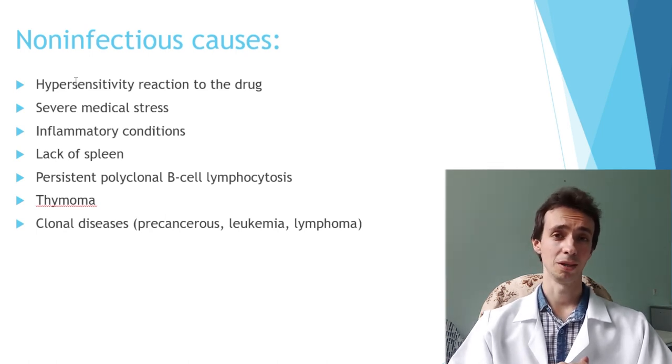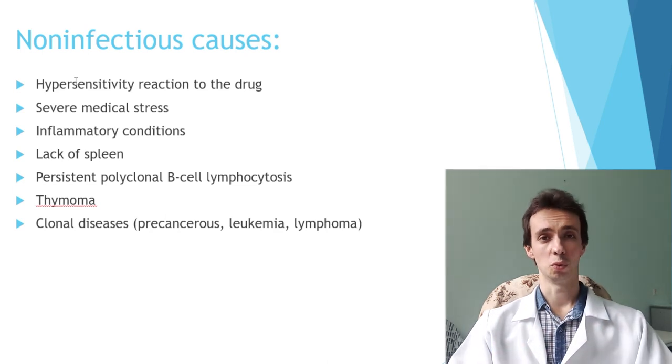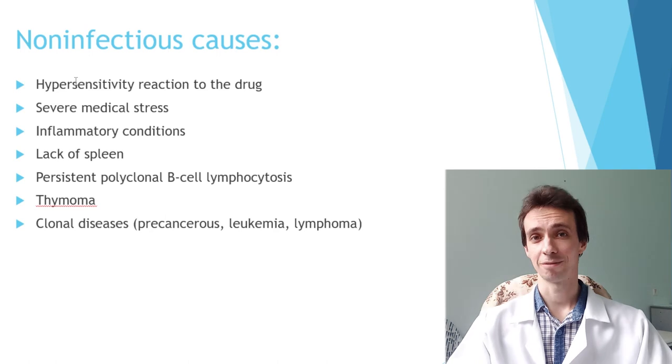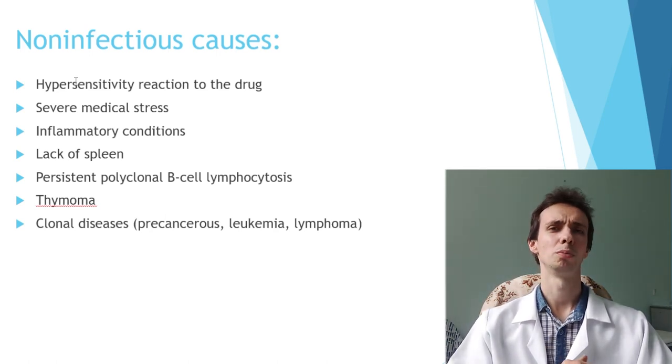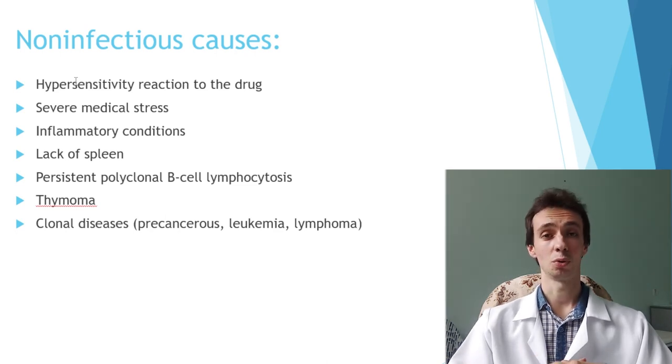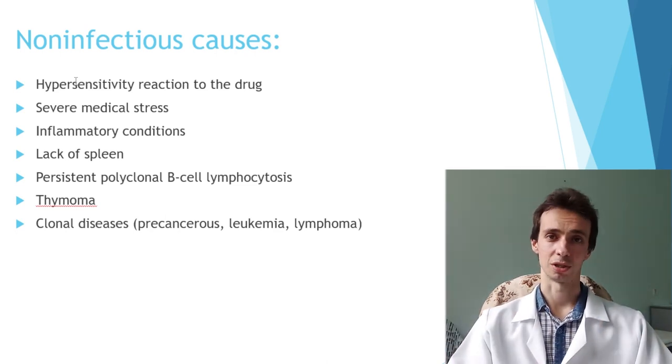Next, lack of spleen. The spleen destroys old and damaged lymphocytes. That's why we may have lymphocytosis. Next, a very interesting condition called persistent polyclonal B cell lymphocytosis. Typical patients are young women who are smoking, and they have increased B cells in their body. Not all lymphocytes, but mostly B lymphocytes.